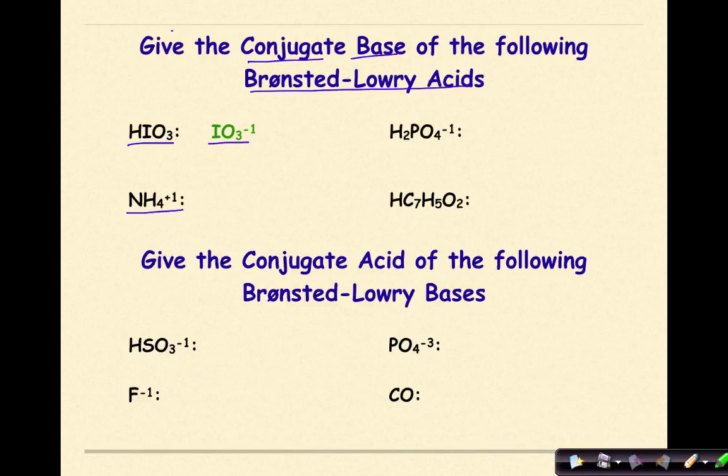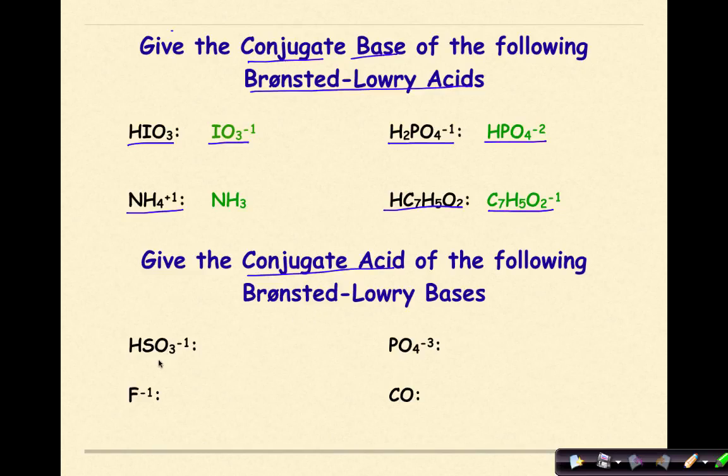NH4+1, that will be NH3, so we see the difference of 1 hydrogen. H2PO4-1, if we lose a hydrogen here, our conjugate base is going to be HPO4-2. And finally, HC7H5O2, the conjugate base will be C7H5O2-1.